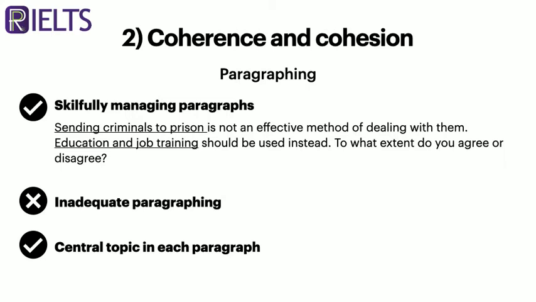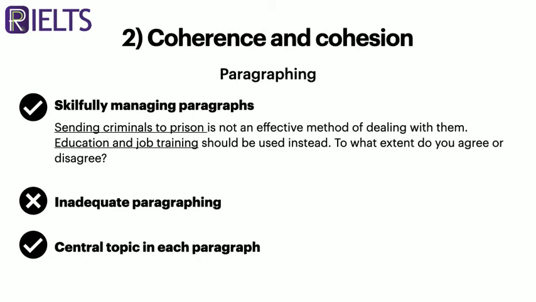You will have separate points for sending criminals to prison is not an effective method, and you will have separate points for education and job training should be used instead. So you should use 2 separate body paragraphs for them. Do not mix the points, right? And the second thing is inadequate paragraphing. You should make at least 2 body paragraphs, and there are 4 paragraphs in total. First is the introduction, then body paragraph 1, then body paragraph 2.